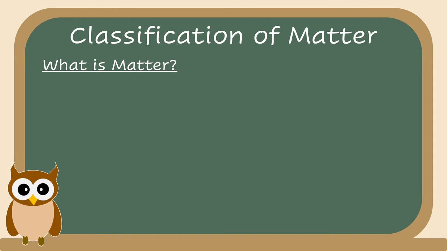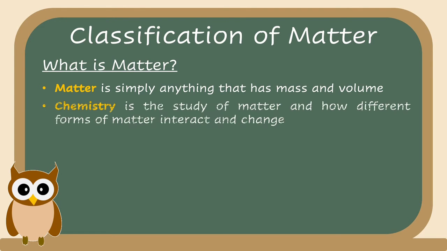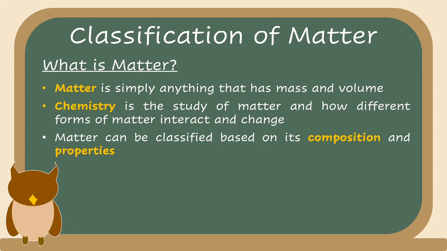Firstly, let us just define matter as simply as possible. Matter is basically anything that has mass and occupies space or volume. And chemistry is the study of this matter and how different forms of it interact and change. Like most things in chemistry, matter can be classified based on its composition and its properties.